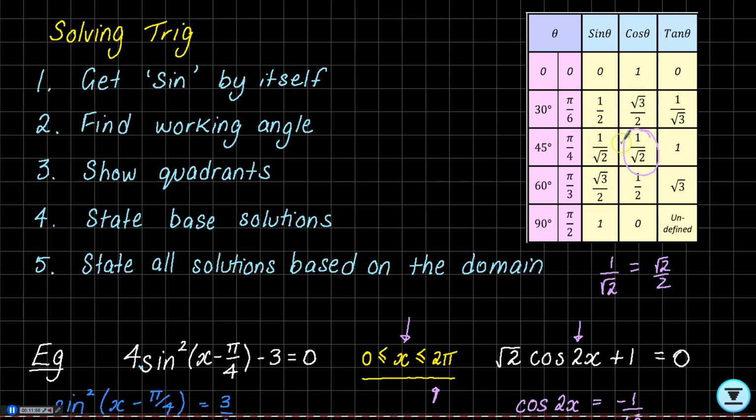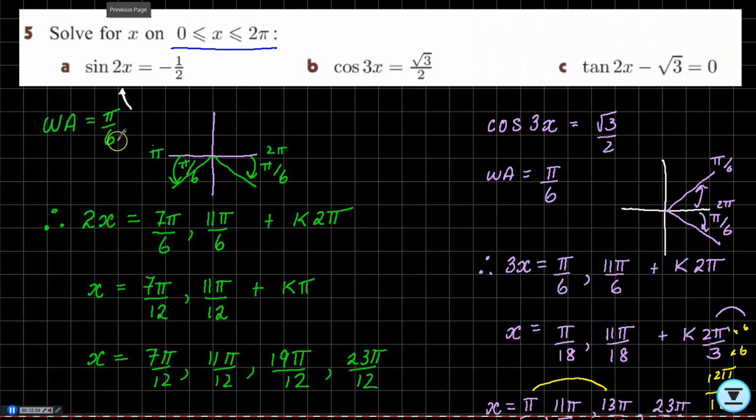So we had sine of a half, so that means we're doing this one. So pi on 6, we can see is our working angle. All right, so we're happy with that. We're looking that sine is negative, so here it's a negative a half. That's why we're in the bottom two quadrants, quadrants 3 and 4. So pi plus pi on 6 is 7 pi on 6. 2 pi take 1 pi on 6 is 11 pi on 6, and we're adding the plus k2 pi. So hopefully we're happy with that.